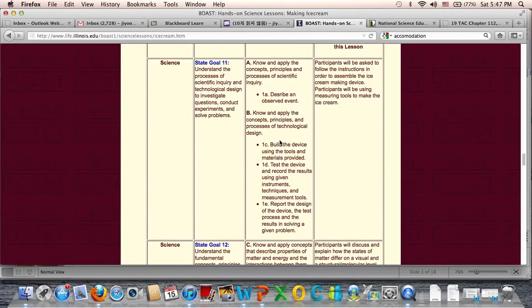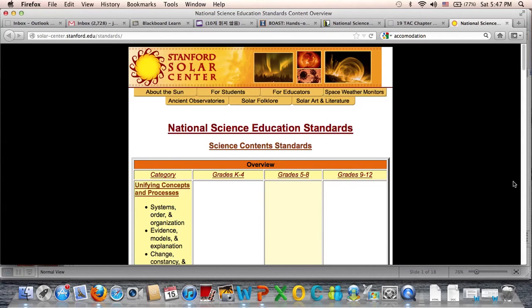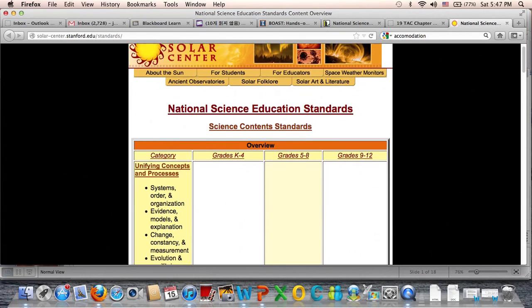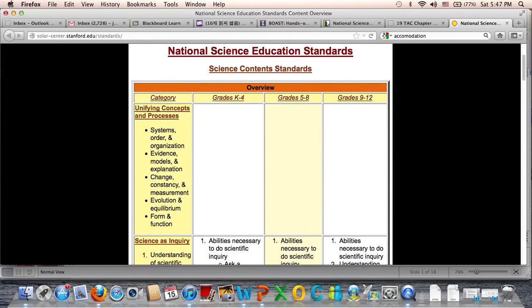For the National Science Education Standard, here's the standard website. Content standard, National Science Education Content Standard: first is unifying concepts and processes.